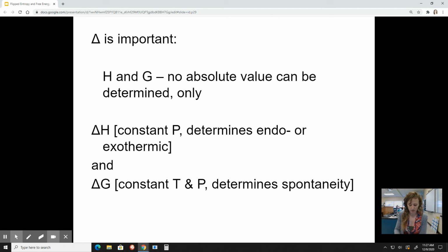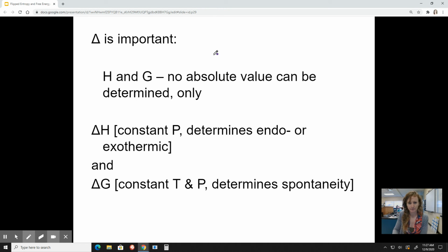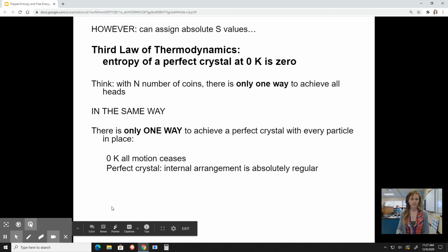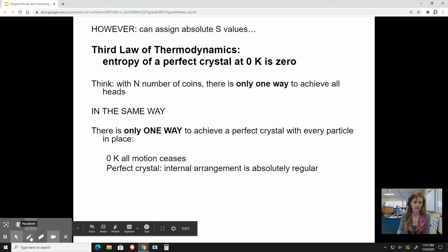A lot of times, what they're measured against is final and initial values. Right? They're usually measured against where it started, and then we can determine the change from there. But they always have to have a reference point.